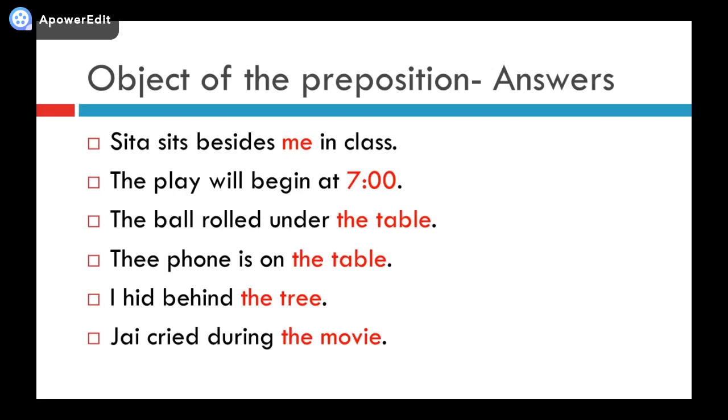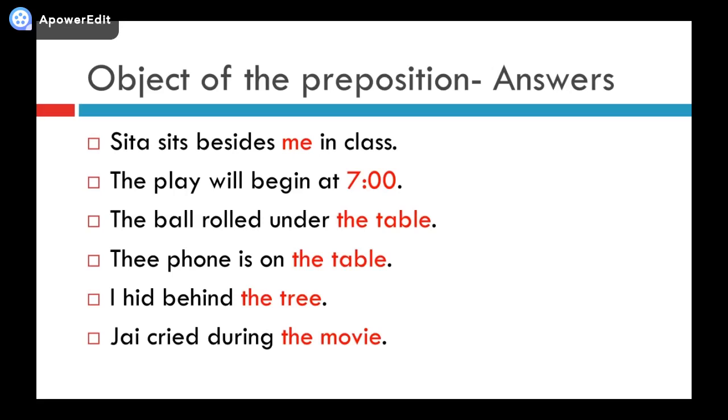The phone is on the table. On the table. On is your preposition. And where is the phone? On the table. So the table becomes your object of the preposition. I hid behind the tree. I hid where? Behind the tree. So behind is giving you the exact location. So behind is your preposition, and the tree is your object of the preposition.